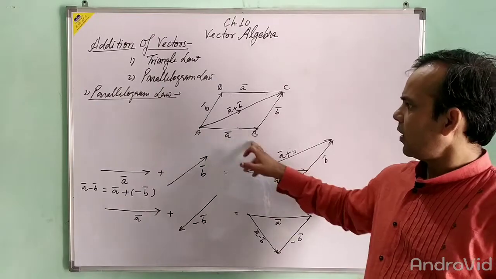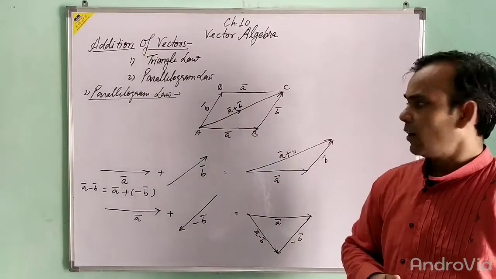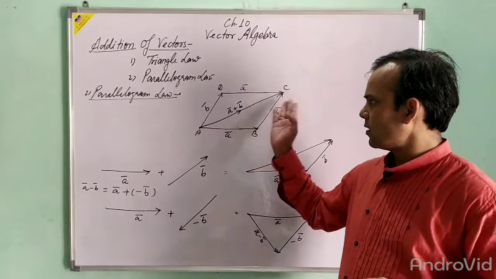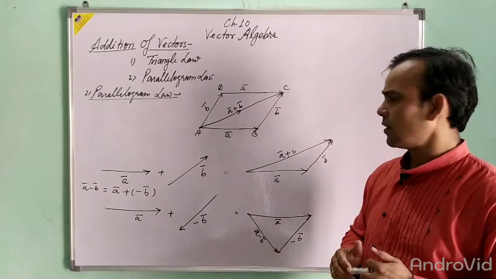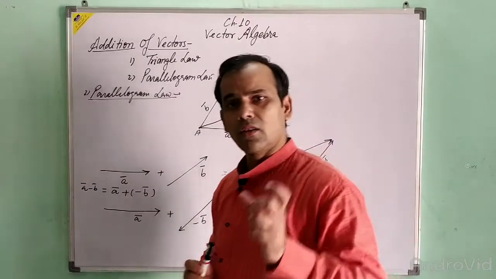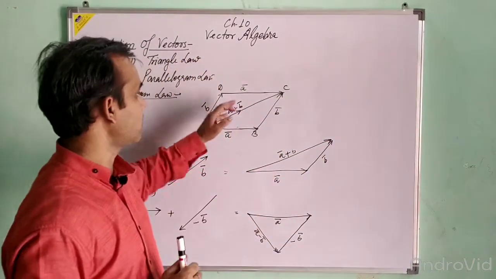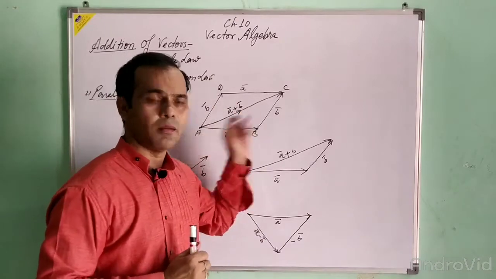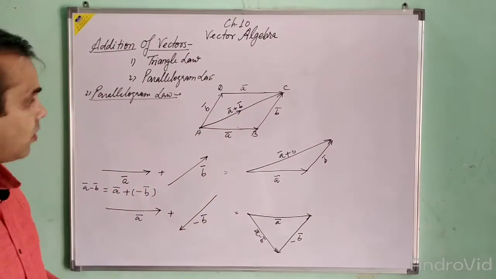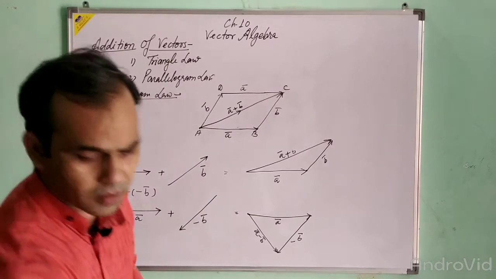So the resultant of A and B will be A vector plus B vector, and its direction will be the same as shown in this figure. AC vector is the direction and the magnitude will be equal to the length of A vector plus B vector. So this is the parallelogram law of addition of vectors.